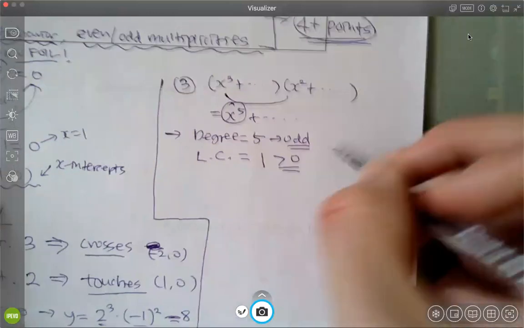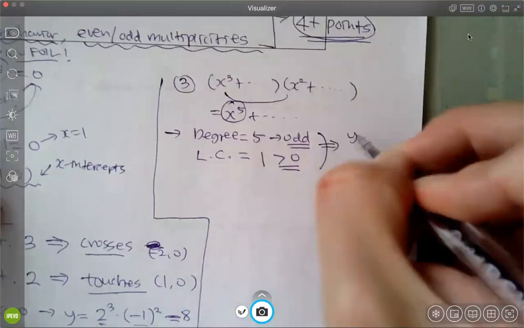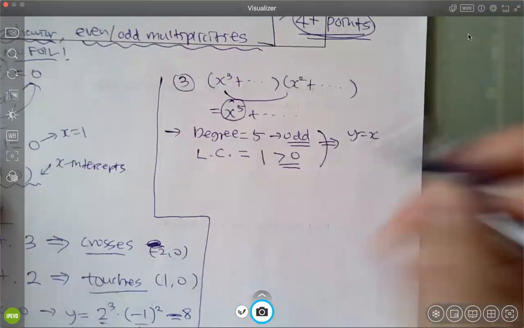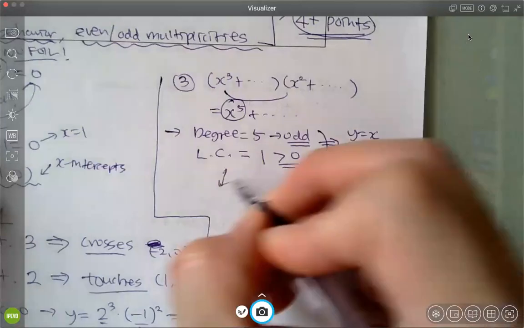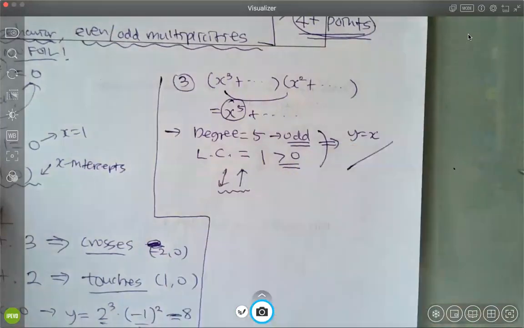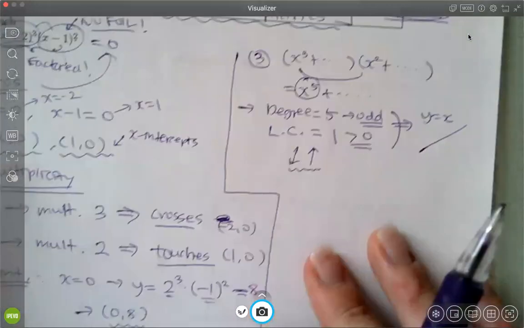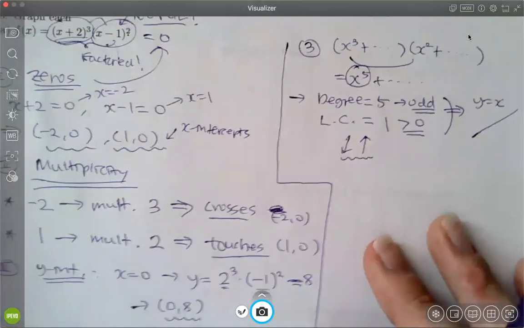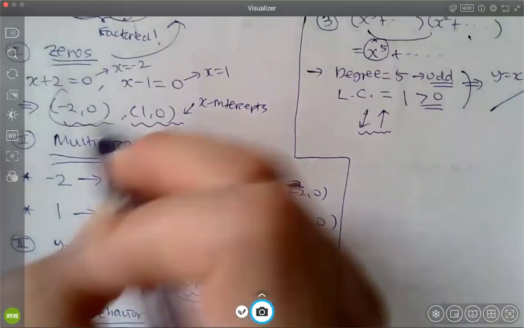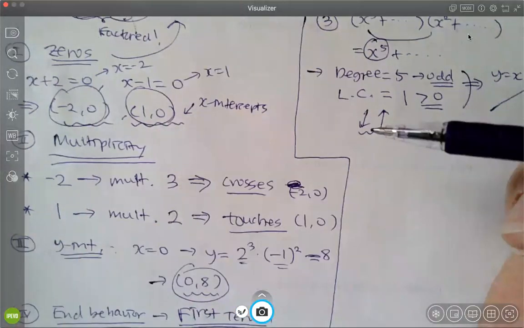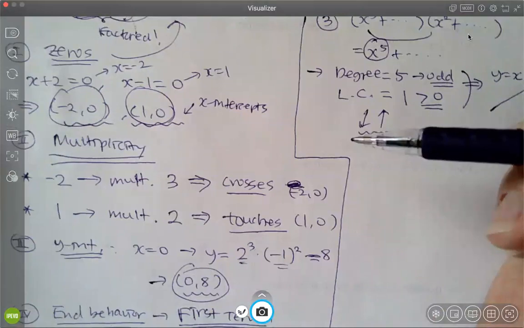So what is the sample function? Y equals x, whose graph is like this. So what's the end behavior? Down, up, right? Okay, so now one more. How many points have we found so far? We have the y-intercept. We have 2 x-intercepts. So we are missing 1 point, right? Because we need at least 4 points.